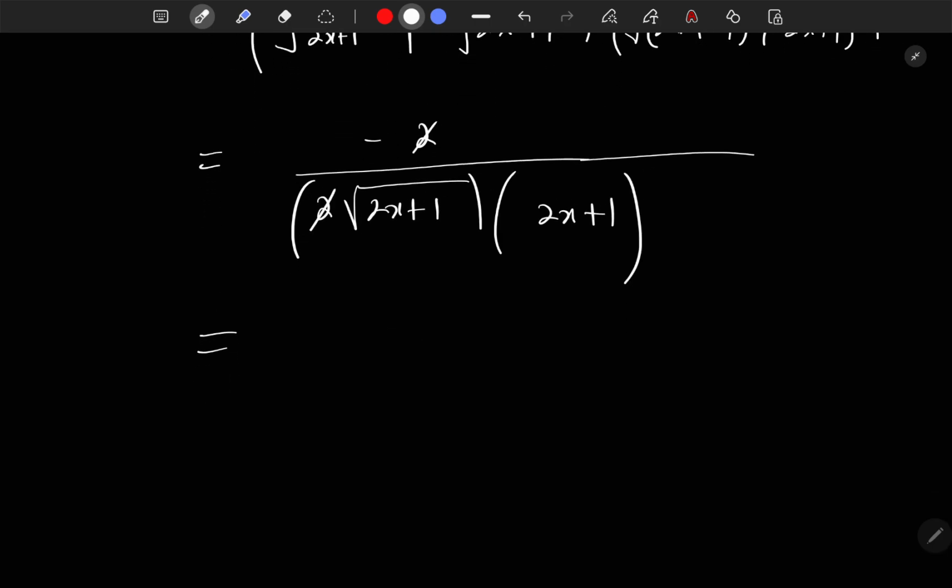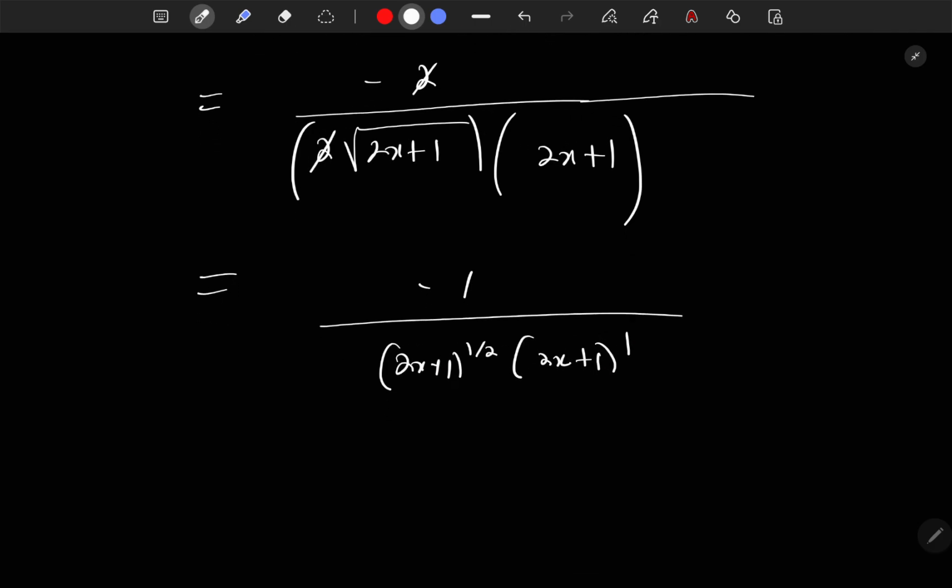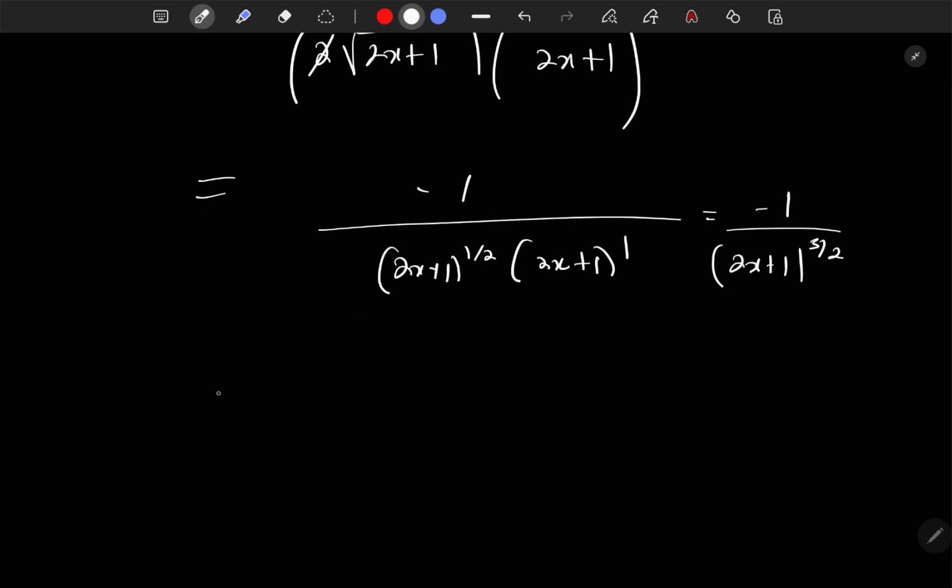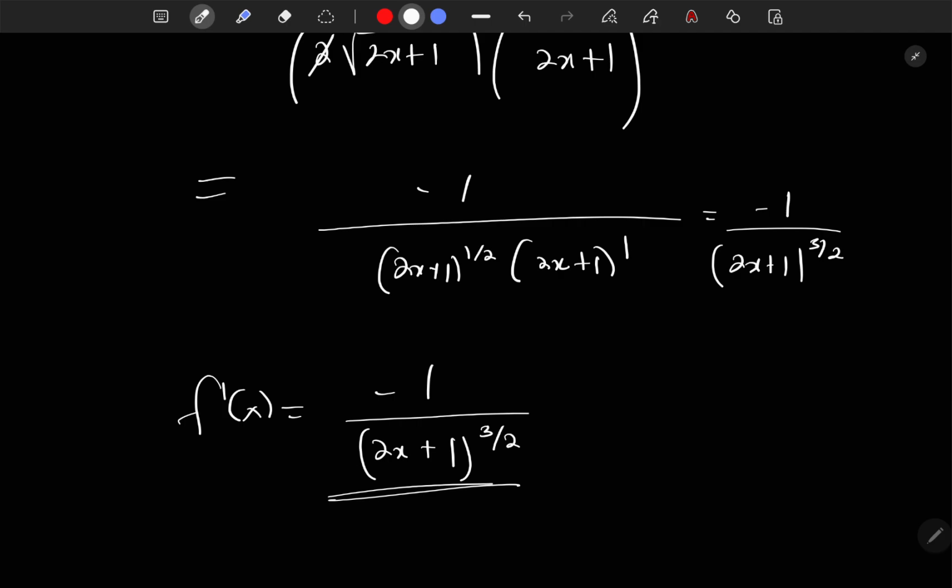Two, and that gives us -1 over. This part inside is the same thing as (2x+1) to the power half. You agree, right? Then this is the same thing as (2x+1) to the power 1. Same base, we add the powers, so -1 over (2x+1) to the power 1 half plus 1, this becomes 3 over 2. Therefore, the derivative of that friend of ours is just (2x+1) to the power 3 over 2. Done.